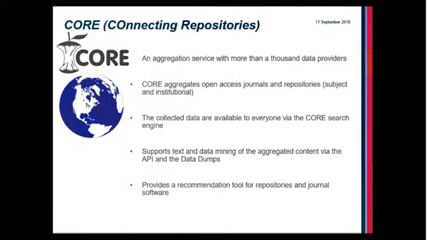So now we'll move on to another practical example using the core service. So core, as we sort of touched on, is a huge resource holding OA data and full text for text and data mining services. And the data is accessible by the core search engine and via their API.